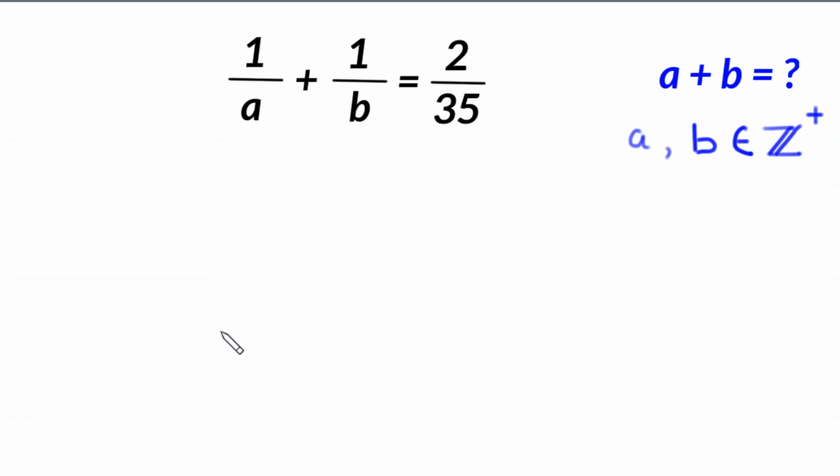Hello everyone, welcome to how to solve this very nice Diophantine equation: 1 over a plus 1 over b equal to 2 over 35. Our job is to find all possible values of a plus b such that a and b are positive integers. So let's start. We will solve it using Simon's favorite factoring trick.